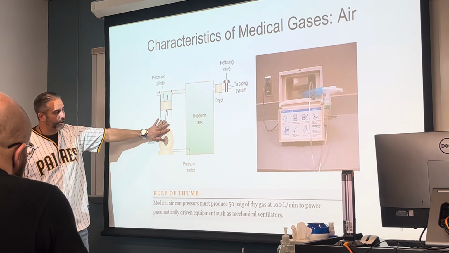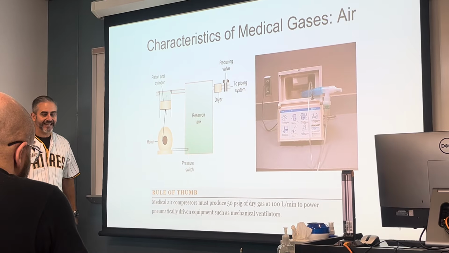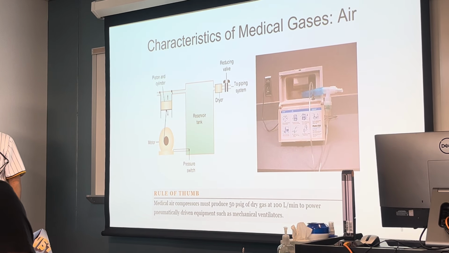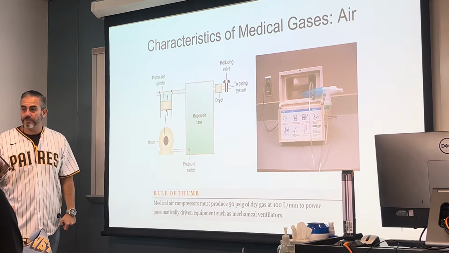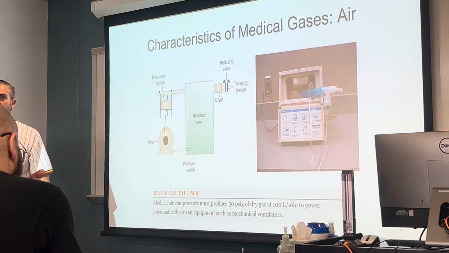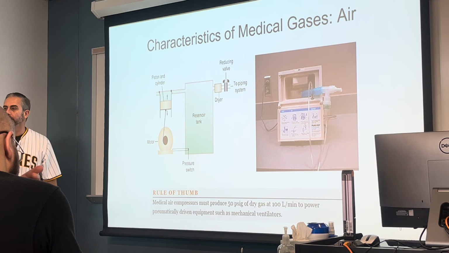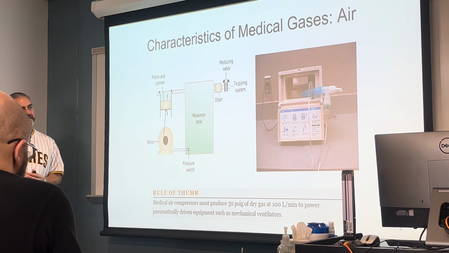What's coming out of here should be 50 PSI. What should be coming out of here is that gas at least at 100 liters per minute. That would be enough to supply our ventilators. It's why when we will be doing ventilator labs in there, we can have multiple ventilators running all at the same time. It's enough to support multiple gas connections.